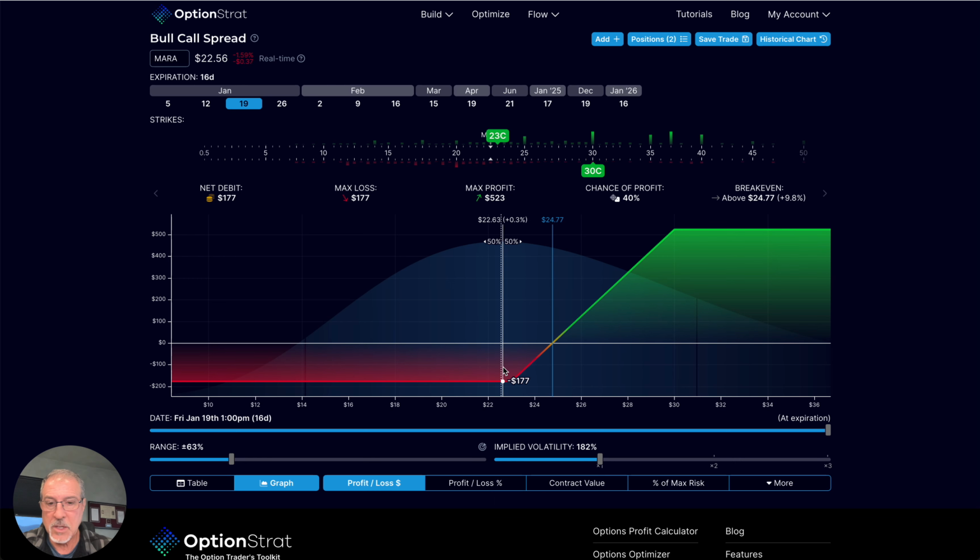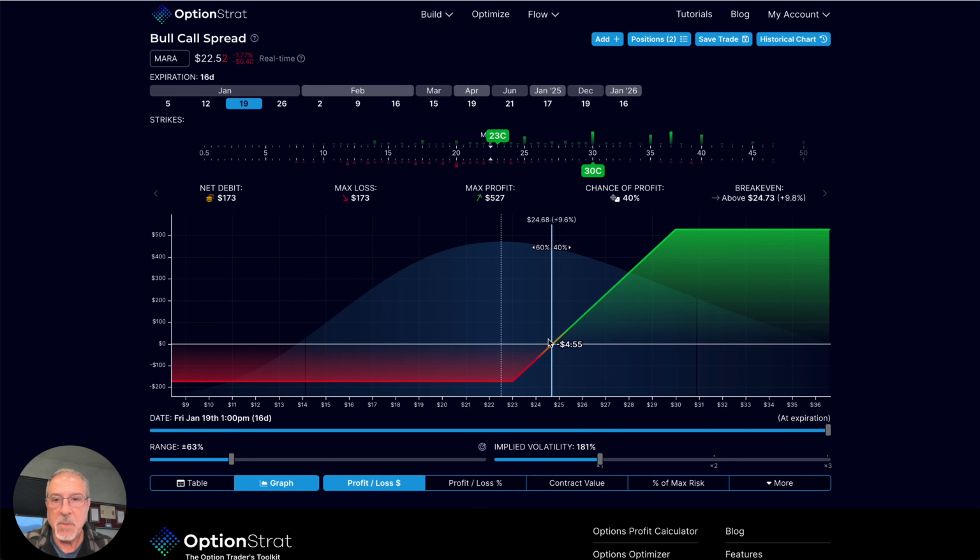Well, that actually isn't bad. So my premise here has to be that this is going to move hard and fast to the upside. This is not going to present any profitability to me until I get past $24.76. So I have to have a premise that this thing is going to go up by at least another $2 between now and January 19th in order for this to be a profitable trade for me.